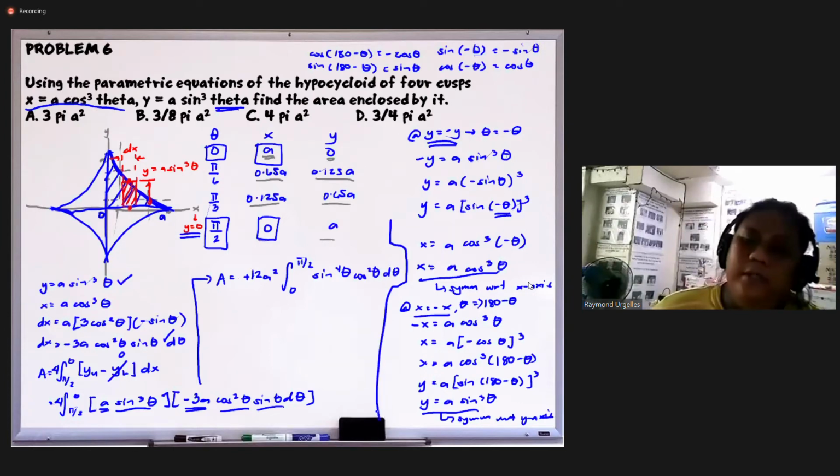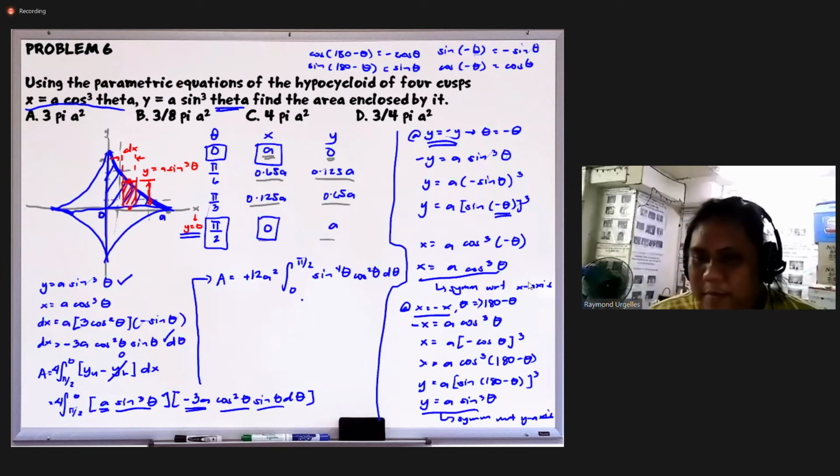Okay? Nakuha ba? So as you can see, dito applicable si Wallis rule, Wallis formula. Diba? So using Wallis formula here, this will be 12a squared, multiplied by m minus 1. M is 4, so 4 minus 1 is 3. Minus 1 is 1. So kaya stop na tayo dito.